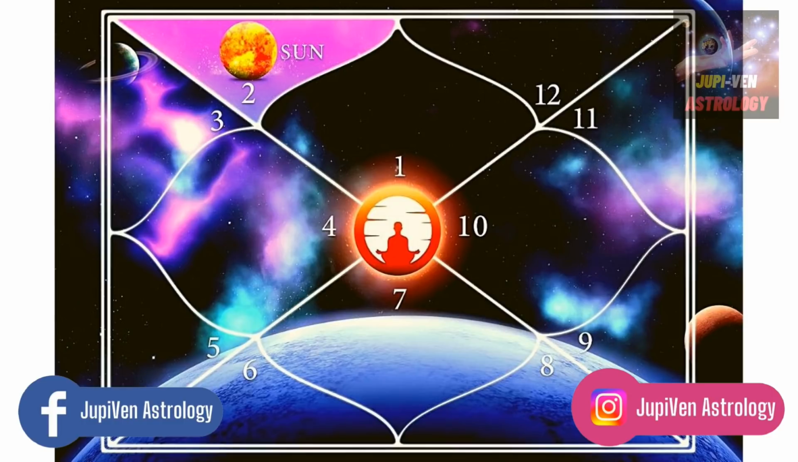The same may be true if Venus, of course Venus represents money and wealth, is strong in your chart and the sun is sitting in the second house. Then of course you are all about money. Money is definitely important for you.